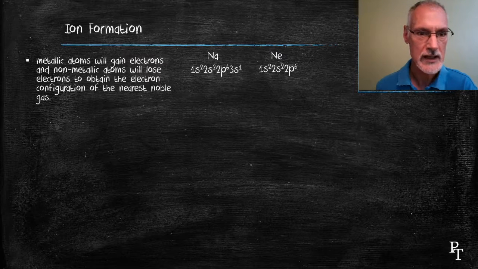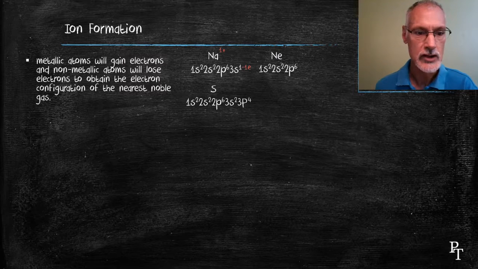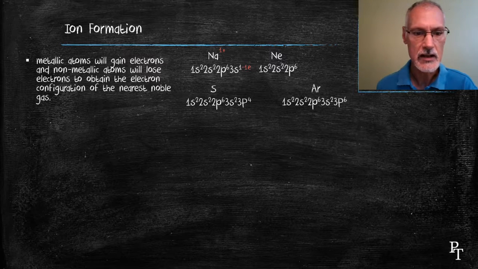In order for sodium, a metal, to attain that situation, it would like to lose an electron. If it loses that 3s electron, it then resembles neon. The loss of that electron results in it forming a positive ion, or a cation. Sulfur, on the other hand, a nonmetal, has the following configuration, and the nearest noble gas to it is argon. It can attain argon's configuration by gaining 2 electrons, and hence forming a 2 negative ion. So nonmetals tend to form negative ions.